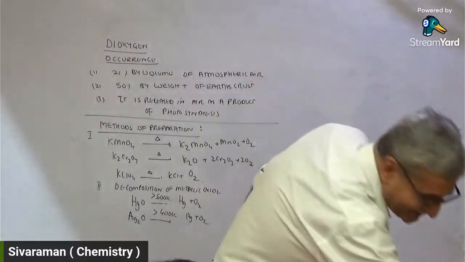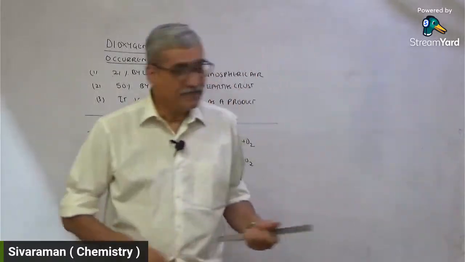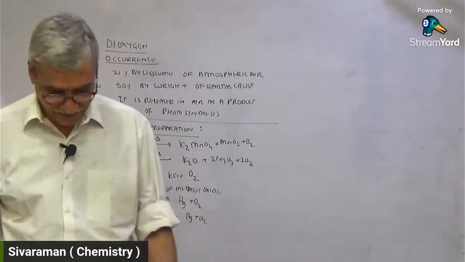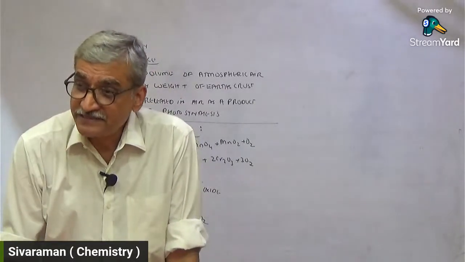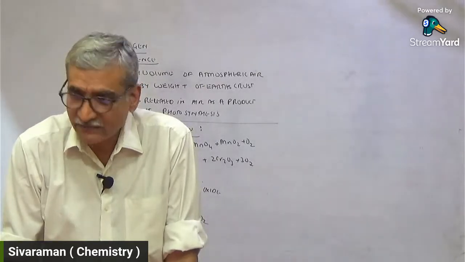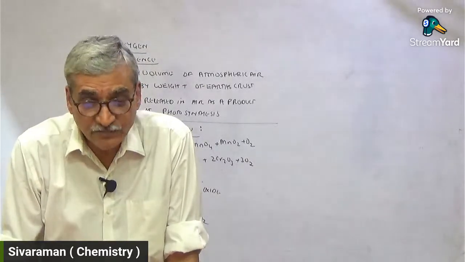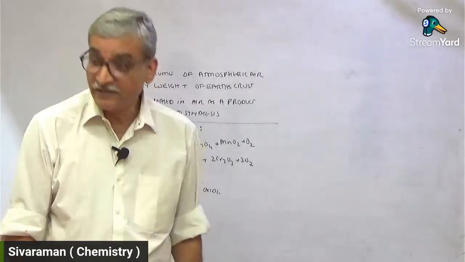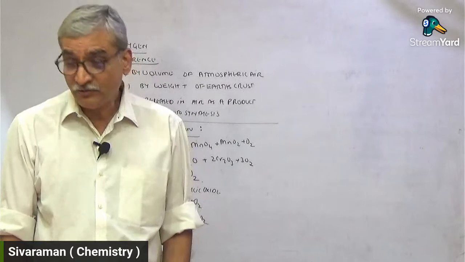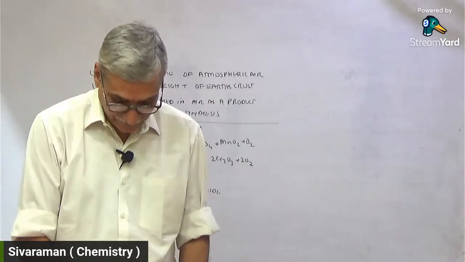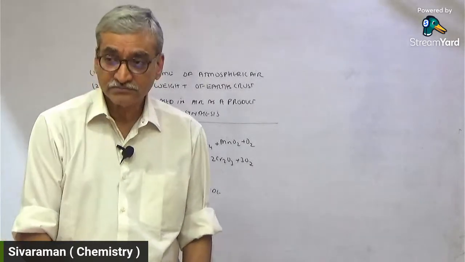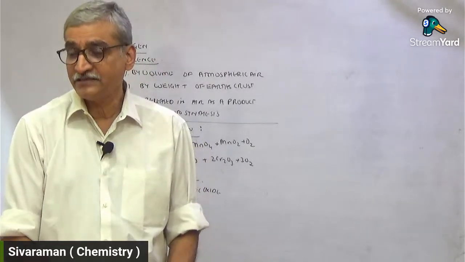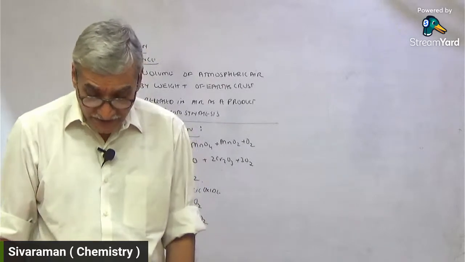See, if you remember, we had taught you in thermodynamics that when delta G is negative for any reaction, what happens? The reaction is spontaneous. What do you mean by the word spontaneous? It happens on its own. Now, I told you, just heating mercuric oxide at a temperature greater than 500, the reaction is spontaneous. Now, why is it spontaneous?